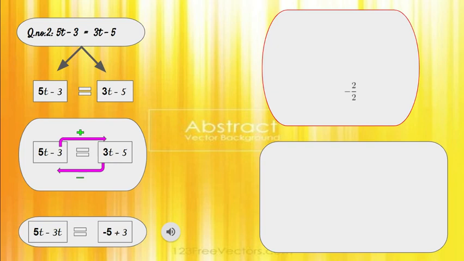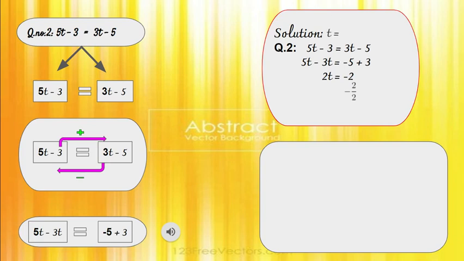So what is the answer? 5 minus 3, 2. 2t is equal to minus 2. Minus 5 plus 3 is equal to minus 2. So t is equal to minus 2 upon 2 is equal to minus 1. So we got the value of t is equal to minus 1. The solution is given. You can go through.